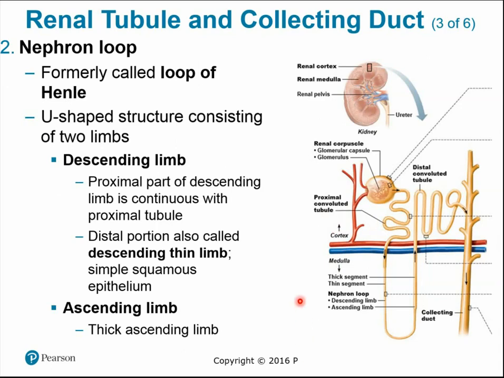So the nephron loop, sometimes referred to as the loop of Henle. So it's just this little U-shaped loop. It consists of two limbs. So we have a descending limb that's going to go down or descend. Right? And then the ascending limb. So it's going to ascend back up toward that distal tubule in the cortex.